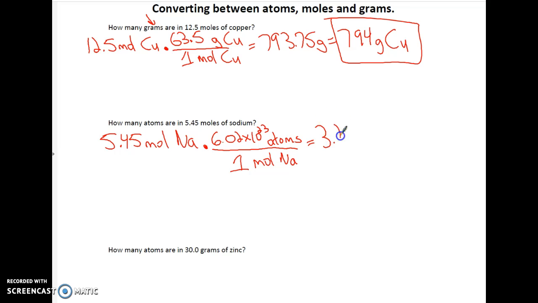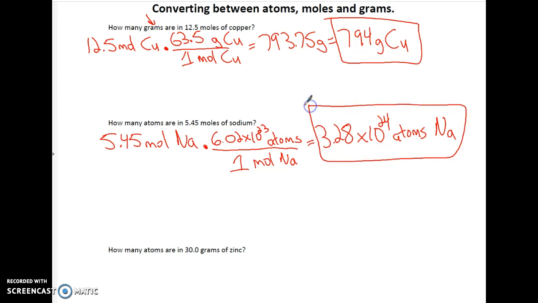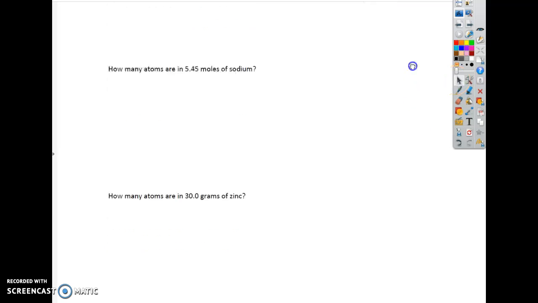Rounding it off, you get the correct number of significant digits. You get 3.28 times 10 to the 24th atoms. We're talking about sodium. Alright, so grams doesn't come up in that problem. Remember, what works well is to figure out what the units are and then get the numbers that go with them. Now the next one is going to be a little different.